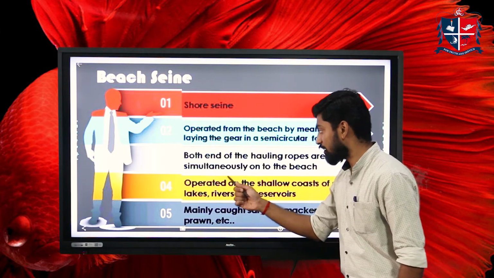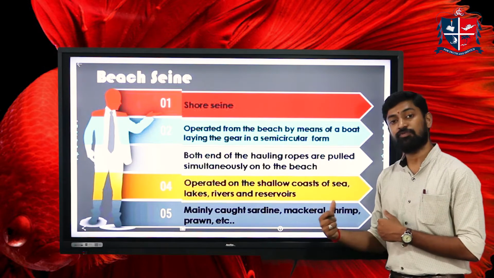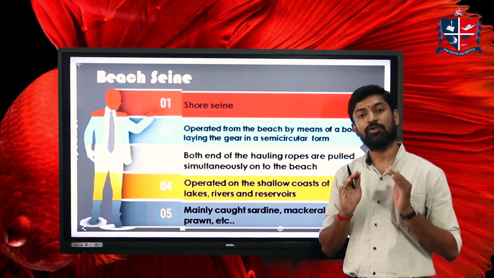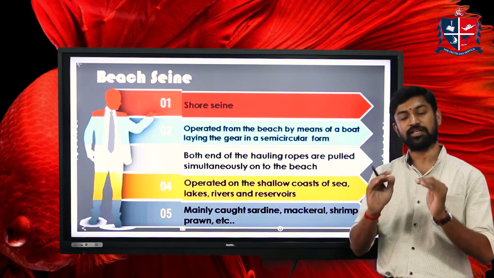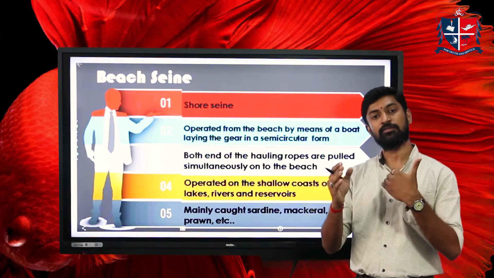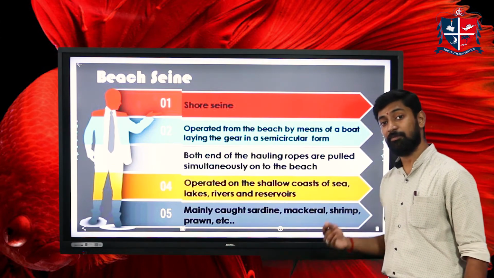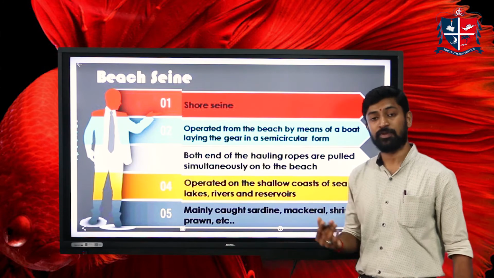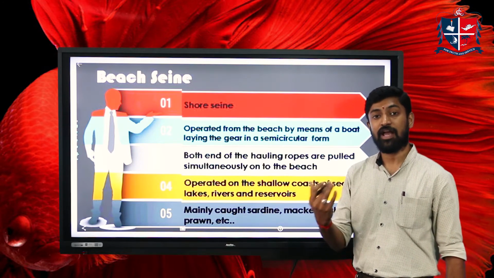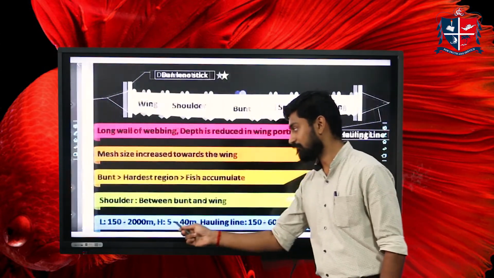Then we simultaneously pull up the two hauling ropes towards the beach. It is operated in the shallow coast or shallow regions of the sea, and in lakes, rivers and reservoirs. It is mainly used to catch sardine, mackerel, then prawn, shrimp, then catfish, etc. We can catch pelagic and demersal resources simultaneously by beach seine.